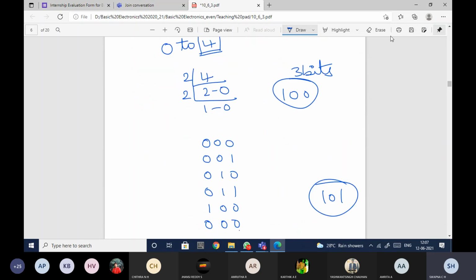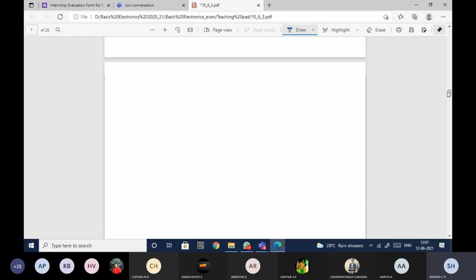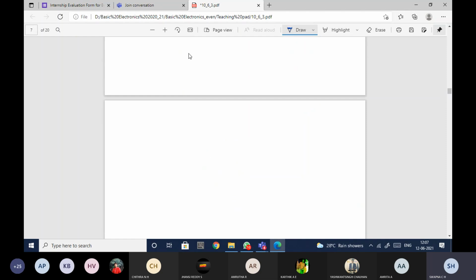Okay, so here the first thing is I got to know how many states I have to count. 5 states it has to count. So to count 5 states, I need 3 bits. Okay, then what is the next thing? I need to find out how many flip-flops are required. How many flip-flops are required here? 3. 3 flip-flops are required.